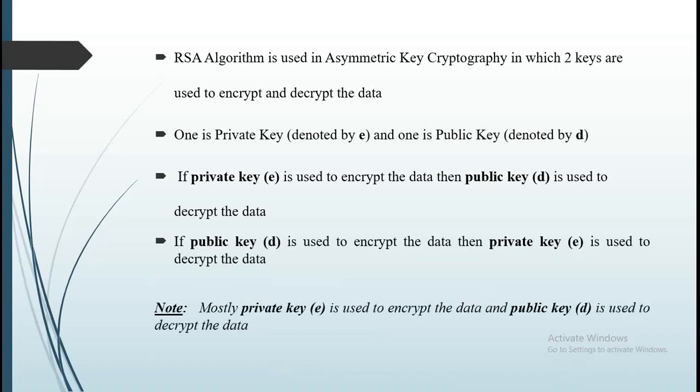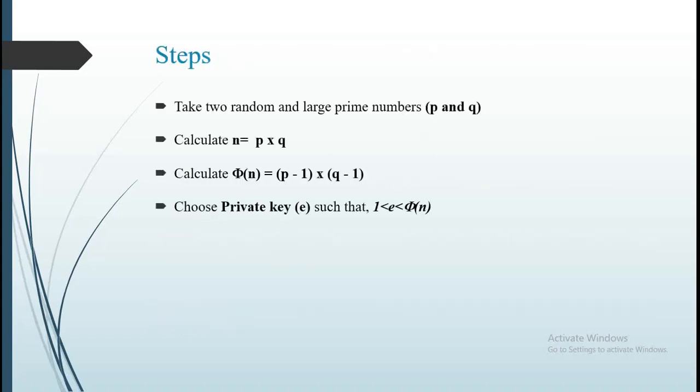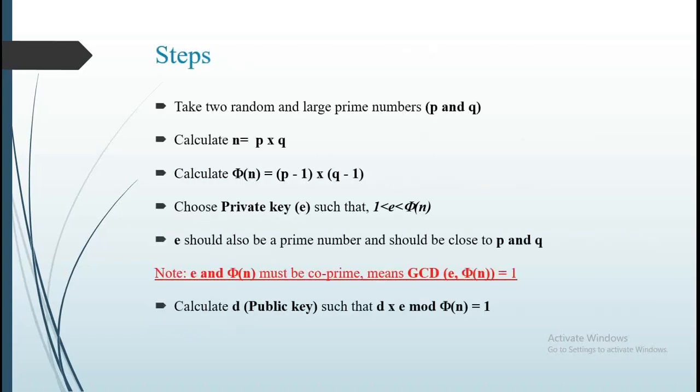The point to be noted here is that mostly the private key is used to encrypt the data and the public key is used to decrypt the data. So we are going to use the private key for the encryption purpose and the public key for the decryption purpose in the whole algorithm. Then these are the steps that are used in the RSA algorithm.